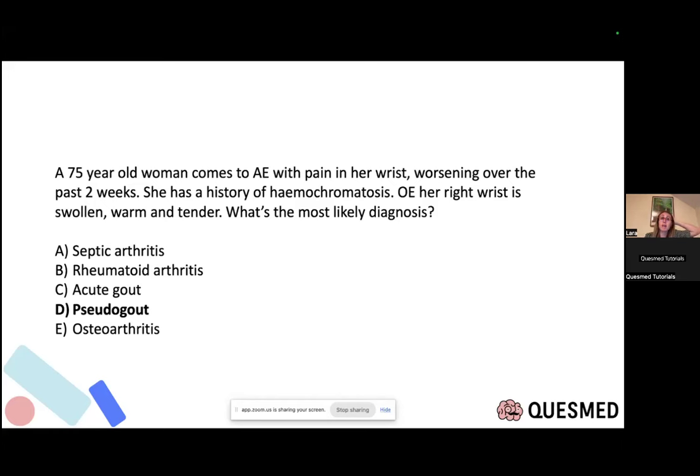Acute gout is the best differential from here, but this is an older woman with hemochromatosis. So you bet your bottom dollar that they're pushing for pseudo gout. It also could be osteoarthritis. I think that's fine. But again, given that she's got hemochromatosis and it's swollen, warm, and tender, in undergraduate land, that's an inflammatory arthropathy rather than an acute flare of an osteoarthritis. I don't know if I said knee before, but it is wrist that she's come in with.